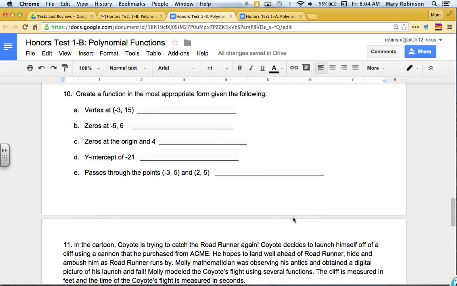Number 10. Create a function in the most appropriate form given the following. A, vertex at negative 3, 15. B, zeros at negative 5 and 6. C, zeros at the origin and 4. D, y-intercept of negative 21. E, passes through the points negative 3, 5 and 2, 5.